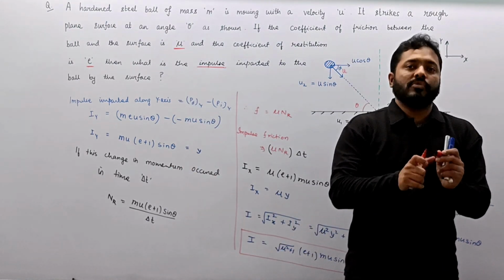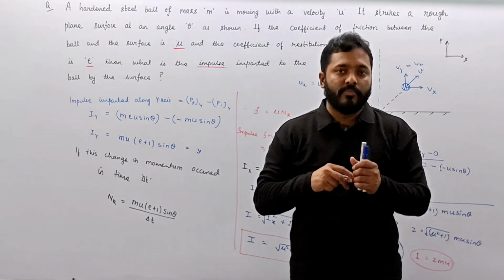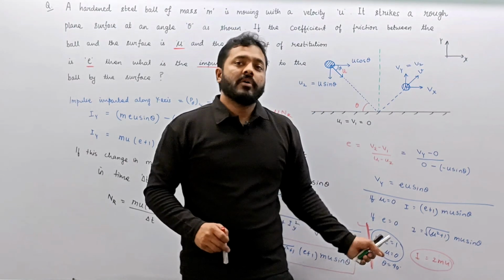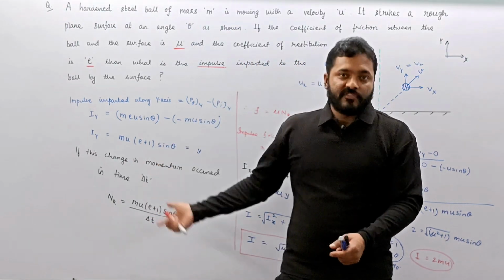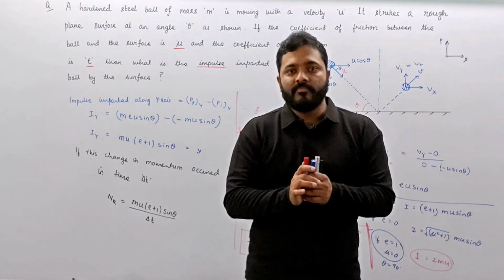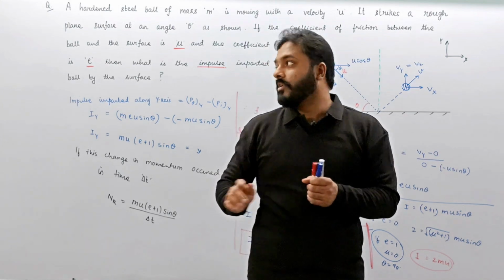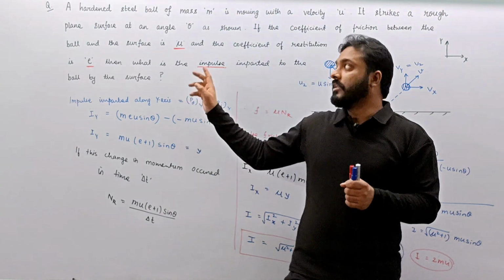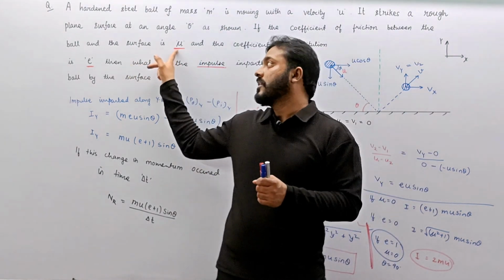So this is how you are supposed to deal with these kinds of problems: the smart way, the tough part, and the physics. I hope you understood this problem. The problem is a very significant one which deals with impulse, where we have coefficient of friction as well as coefficient of restitution.